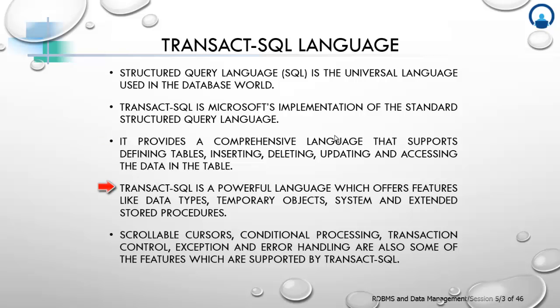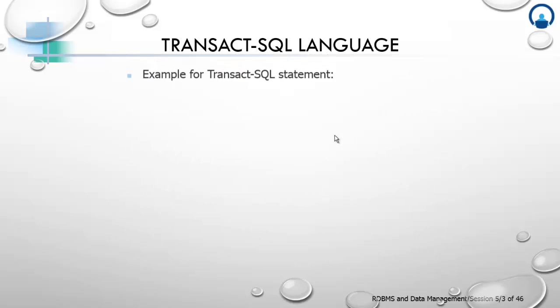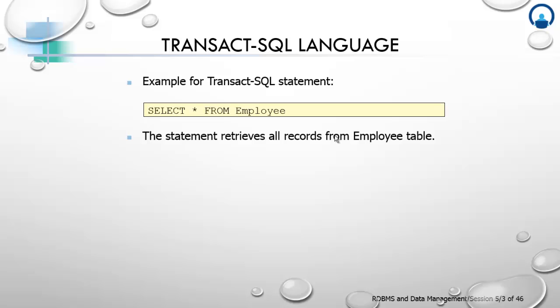Transact SQL is a powerful language which offers features like data types, temporary objects, system and extended stored procedures, scrollable cursors, conditional processing, transaction control, and exception and error handling. These are also some of the key features supported by Transact SQL. Moving ahead, we see one simple example for Transact SQL. A select statement, which is used to retrieve all records from the employee table. We say select star from employee.